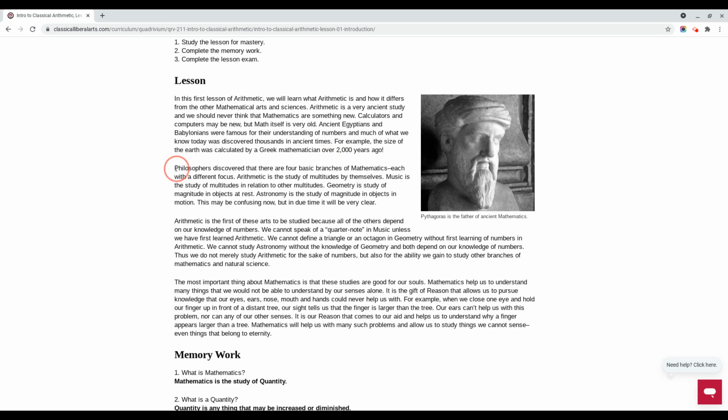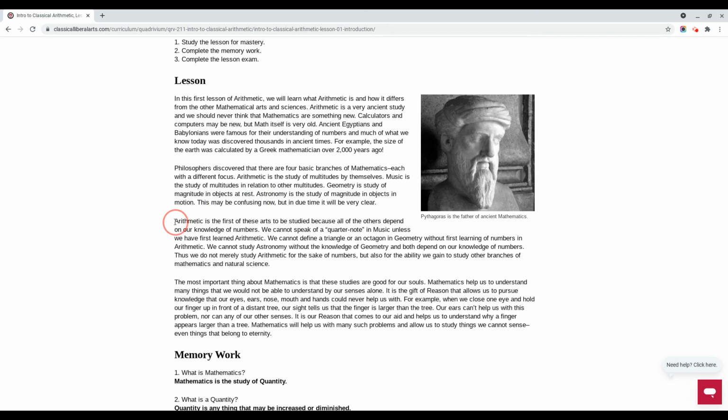Philosophers discovered that there are 4 basic branches of mathematics, each with a different focus. Arithmetic is the study of multitudes by themselves. Music is the study of multitudes in relation to other multitudes. Geometry is the study of magnitude in objects at rest. Astronomy is the study of magnitude in objects in motion. This may be confusing now, but in due time it will be very clear.